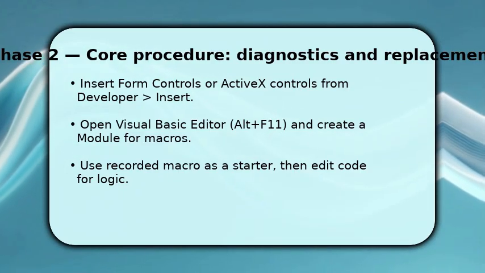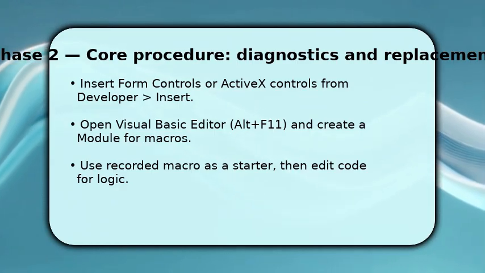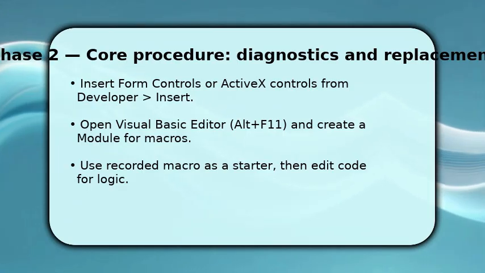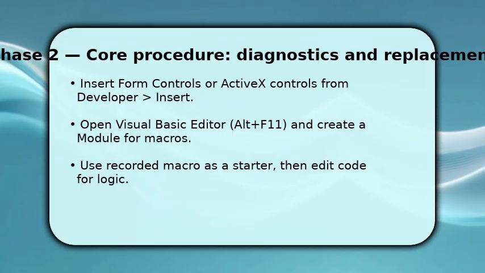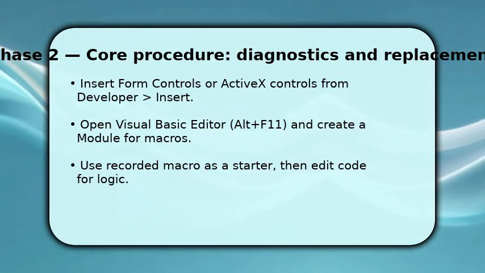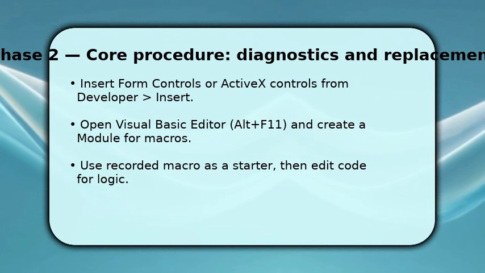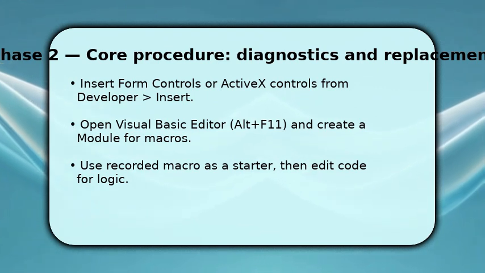Next, press Alt plus F11 to open the Visual Basic Editor and add a module for reusable macros. Once recorded, edit procedures to replace cell references with variables, and reference objects like this workbook and active sheet so code is robust. Use F8 to step through code and immediate window to test expressions.